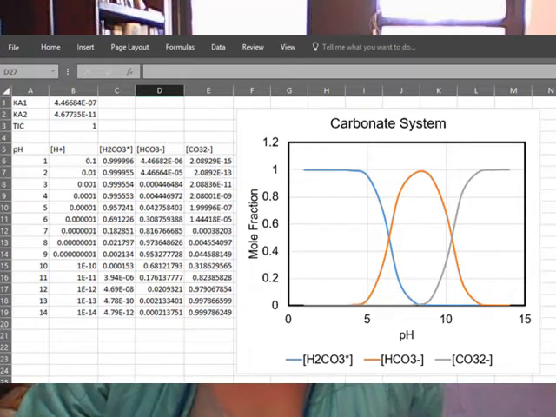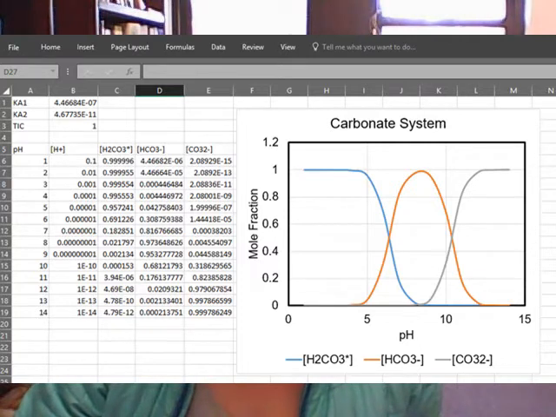You can also compare the pH of your system with the pKa's to determine which species will dominate. For example, if I told you the pH was 11, you would know that carbonate dominates because the pH is greater than the second pKa, 10.3. If I told you the pH was 2, you would know that carbonic acid dominates because the pH is less than the first pKa, 6.3.